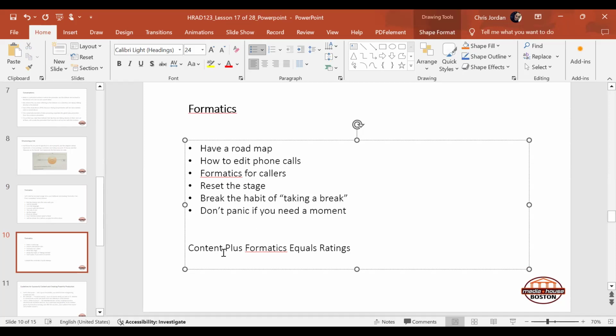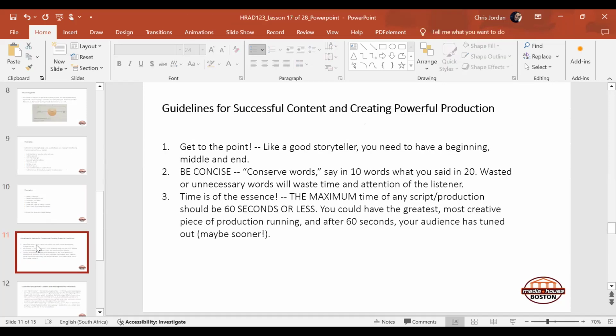Okay. Content plus formatics equals good ratings. All right. So, guidelines for successful content and creating powerful production. One, get to the point. So, like a good storyteller, you need to have a beginning, middle, and an end.